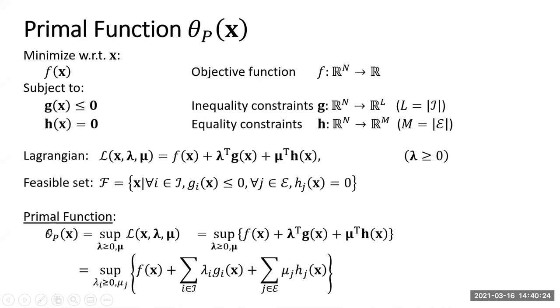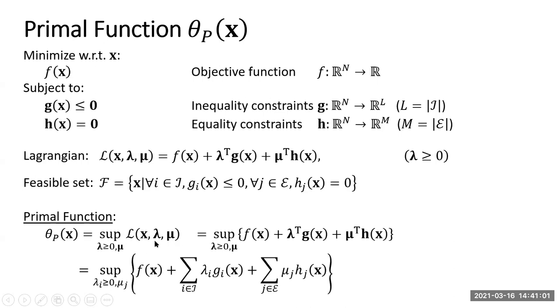So the primal function, theta p of x, is simply the supremum with respect to lambda greater than or equal to 0 and mu of the Lagrangian. Basically, we take L(x, lambda, mu) and we maximize it over lambda and mu. So we get a function of x, because once you maximize with respect to lambda and mu, we have eliminated lambda and mu already, and it's some algebraic expression in terms of x. And that's theta p of x.